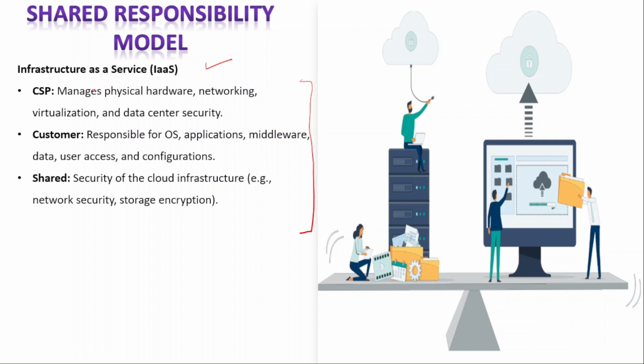In infrastructure as a service, the CSP, or cloud service provider, is responsible for the physical hardware such as the server, network switches, firewall, etc., the underlying networking, including router, switches, firewall, load balancer, the virtualization software such as the hypervisor, and of course the physical security of the data center.